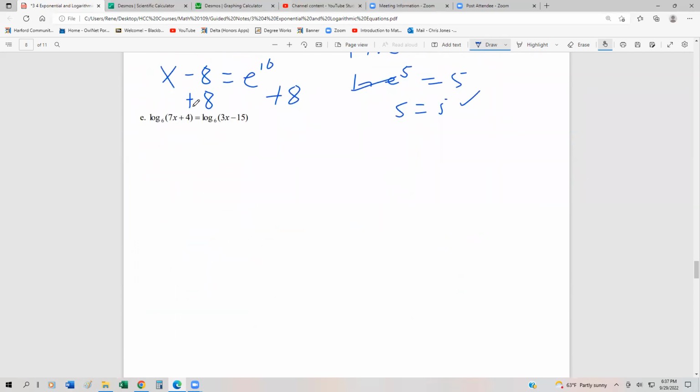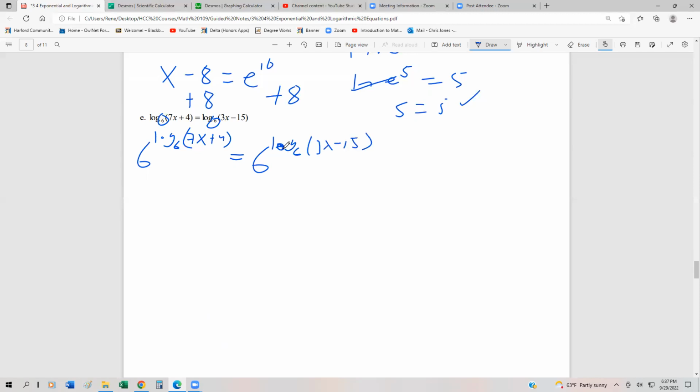One last easier example: log base 6 of 7x plus 4 is equal to log base 6 of 3x minus 15. One of the things that we notice is that they both have a base of 6. And if we have a base of 6 on both sides, what we could technically do is just get rid of the log, or we could just raise both sides, have base 6 on both sides. So we would have 6 raised to the log base 6 of 7x plus 4 is going to be equal to 6 raised to the log base 6 of 3x minus 15.